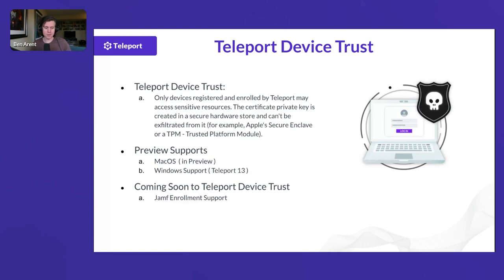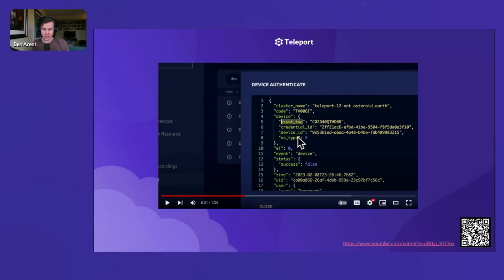We currently have preview support for macOS. This is in preview. We have Windows support coming in Teleport 13. And another piece of early feedback that we've got is Jamf enrollment support. Jamf's a very common enterprise tool for Mac for enrolling your fleet quite easily into device trust. So I have a video here. I'm not going to play the video, but you can view it on your own time. Once you have added a device, there's a whole enrollment ceremony. Once you've completed the enrollment ceremony, you get an asset tag and you know which device is accessing which infrastructure, and you can enforce it.